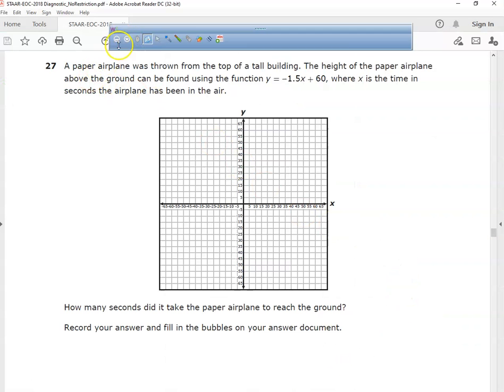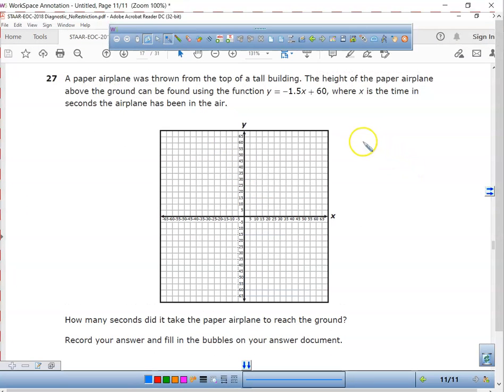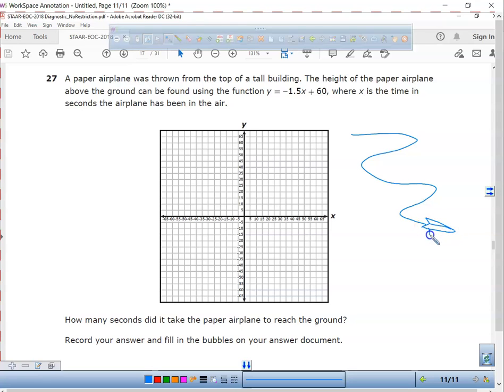It says, a paper airplane was thrown from the top of a building. So there's your paper airplane. It's flying all the way down. You don't have to draw the paper airplane. It's okay. Now, it says where x is the what? X is the time that it's in the air. How many seconds did it take for the paper airplane to reach what?